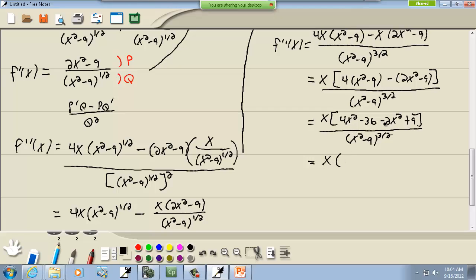Which 4x squared minus 2x squared gives us 2x squared. Negative 36 plus 9 gives us negative 27. Yeah, negative 27 over this. And that's our second derivative.